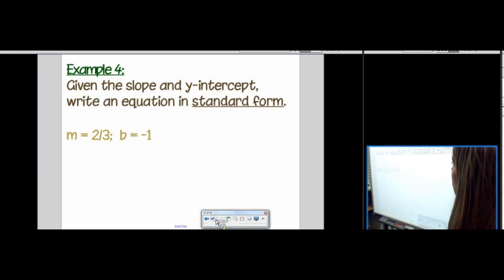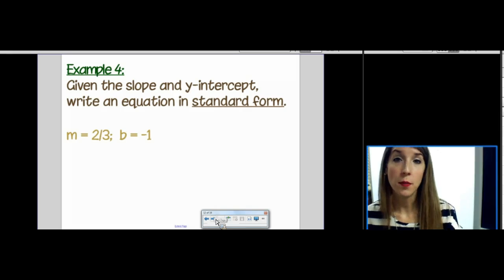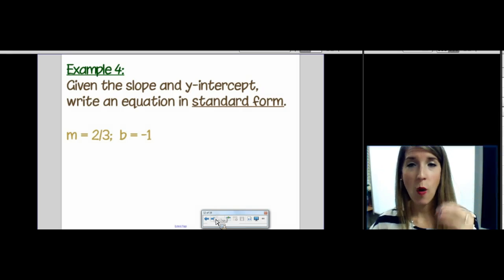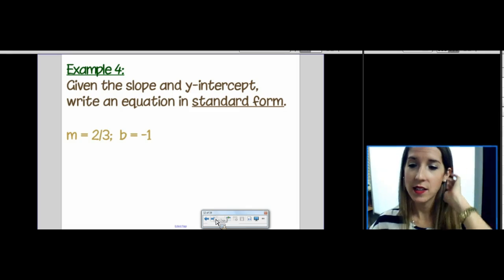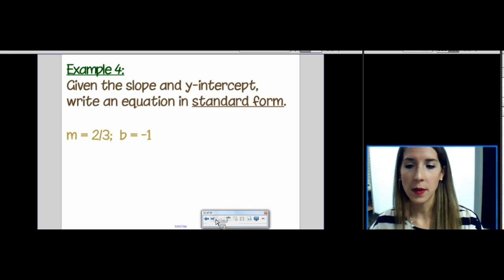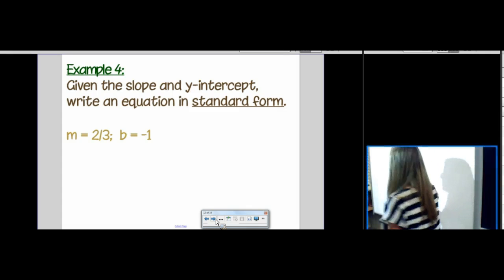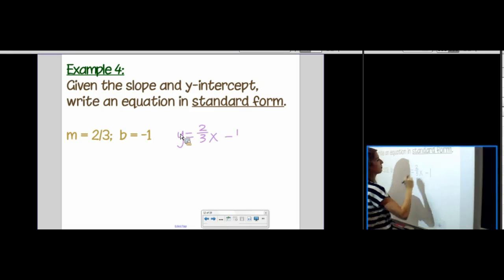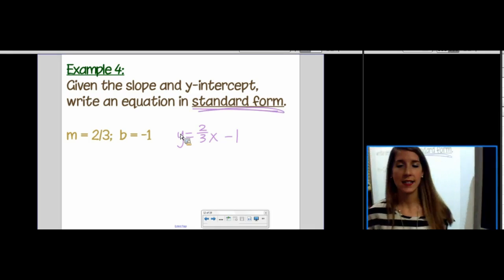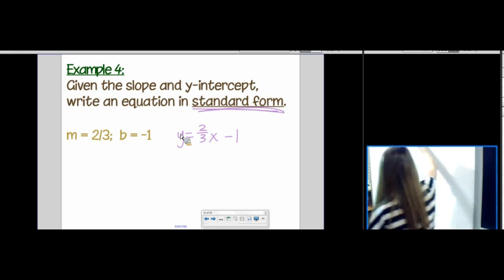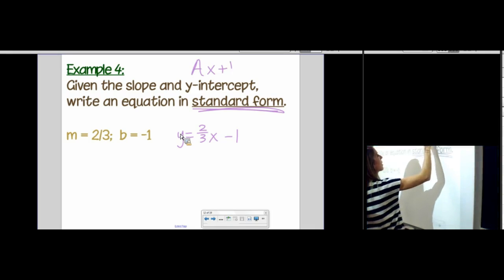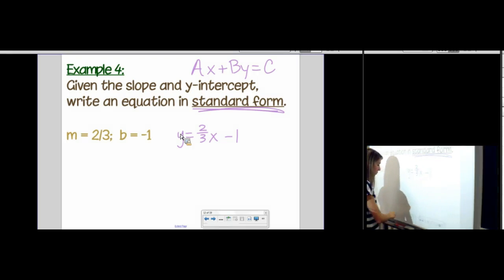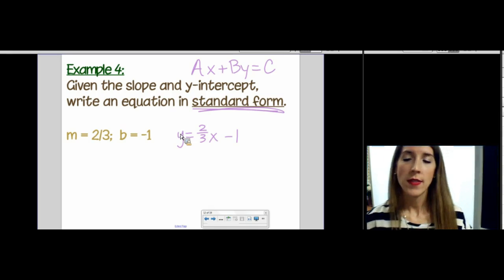Given the slope and y-intercept, write an equation in standard form. Okay, now you always start with what you're given. Slope and y-intercept. So I'm going to put this in slope-intercept form. I'm not going to do point-slope because I wasn't given a point. Okay, so I'm going to start with this form. y equals mx plus b. But this is the first time that they have asked us to write this in standard form. Remember what standard form looks like? ax plus by equals c. So we need to move some stuff around. Let's move, well, we know that there's two rules.